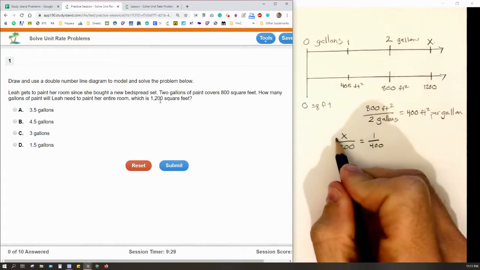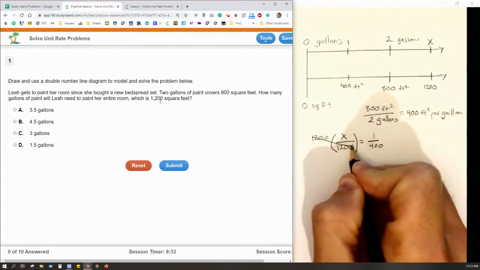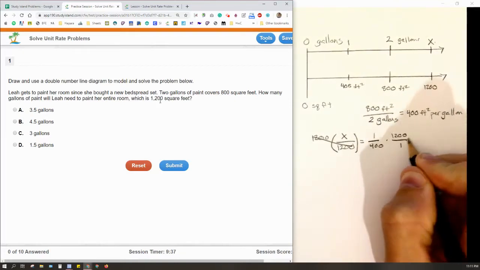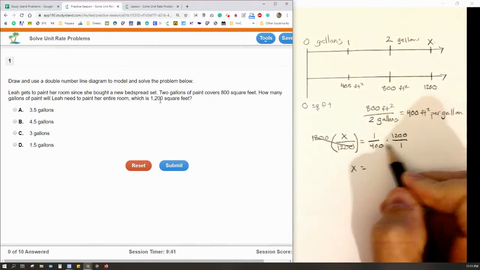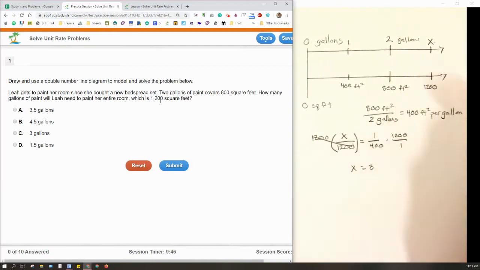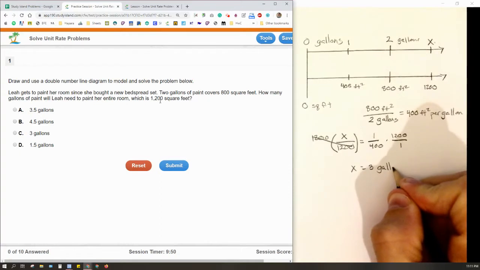X divided by 1,200, multiply both sides by 1,200. You get X equals 1 times 1,200 is 1,200, 400 times 1 is 400, 1,200 divided by 400 is 3. So there you go. X equals 3. 3 gallons is your answer.